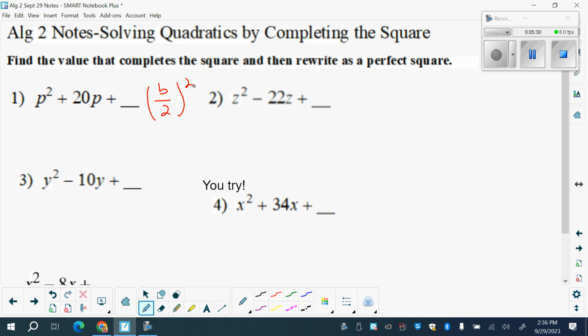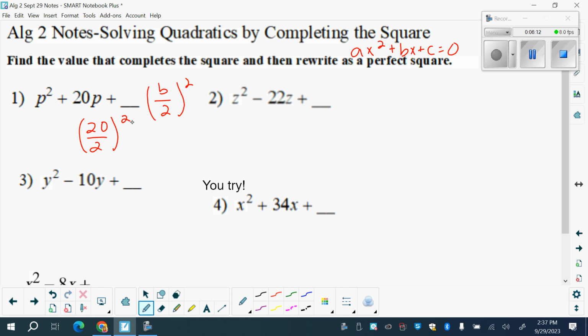So where does the b come from? What's this called? Ax squared plus bx plus c equals 0. What's that called? Standard form. So from the standard form, your b is the coefficient, the number in front of your x or your linear term. So in this case, we have a p, and what's the number in front of the p? It's a 20. So we're going to take 20, divide it by 2, and square it. What's 20 divided by 2 squared?